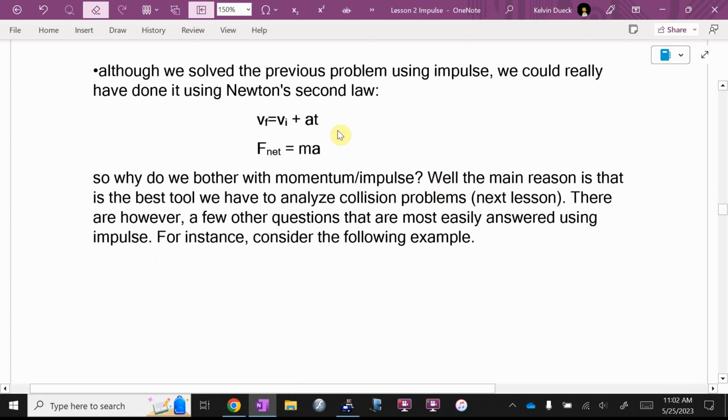I wrote here, although we solved the previous problem using impulse, we could have solved it using Vf equals Vi plus at and F equals ma. So why am I talking about momentum and impulse? The main reason is it's the best tool we have to analyze collisions. That's next lesson. But there are a few other questions that are most easily answered using impulse.